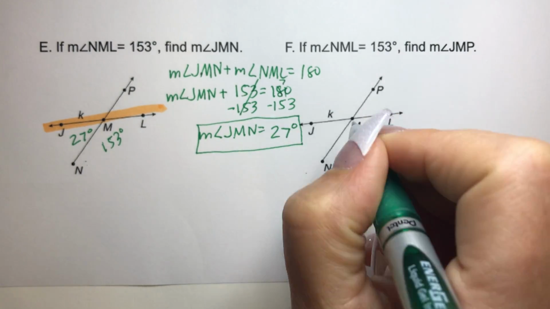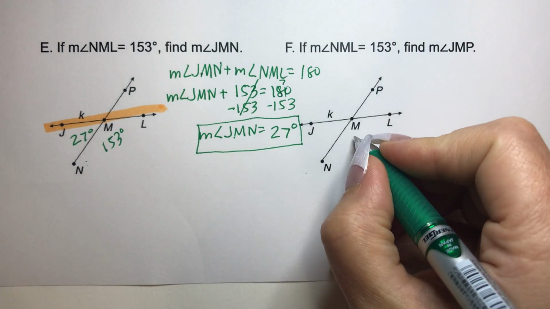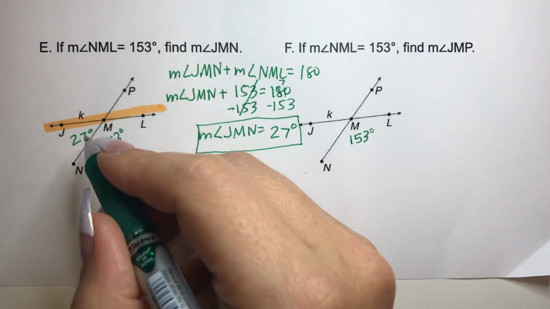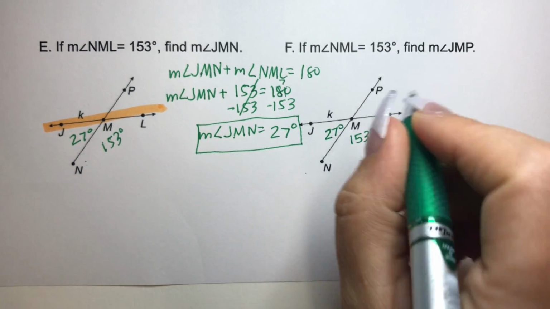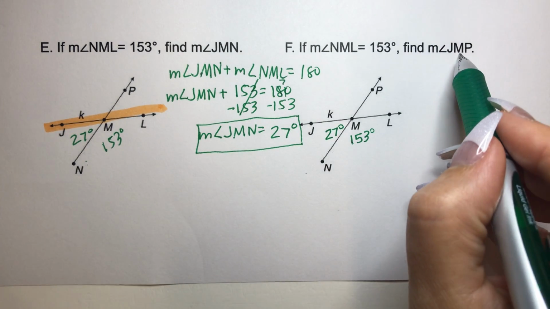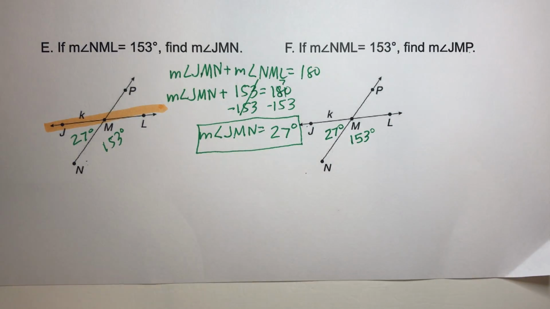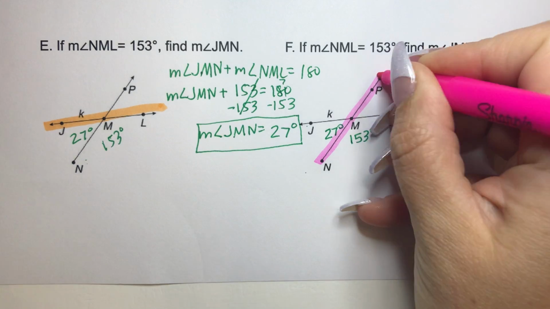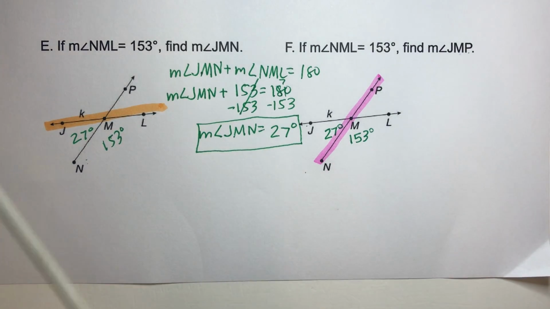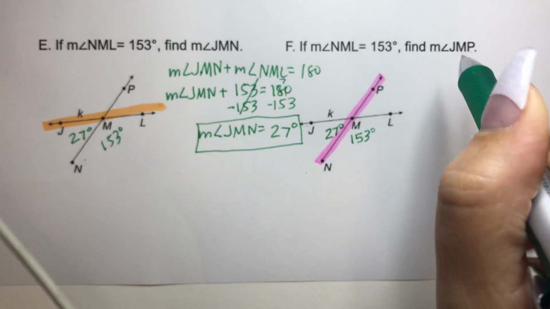If you got that one right, great job. Okay, let's look at this next one. It says NML is 153, and we just determined that JMN is 27 degrees. We need to figure out JMP. So JMP, this angle here. What I notice about that angle is that these two angles are a straight angle, which add up to 180 degrees, which means these two angles are supplementary, all right?